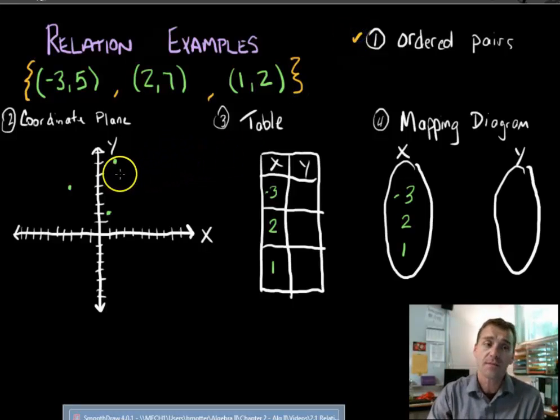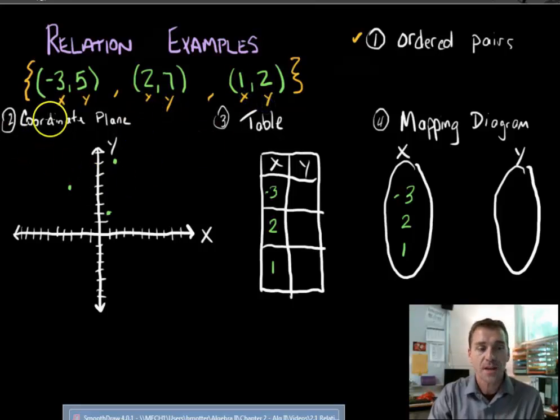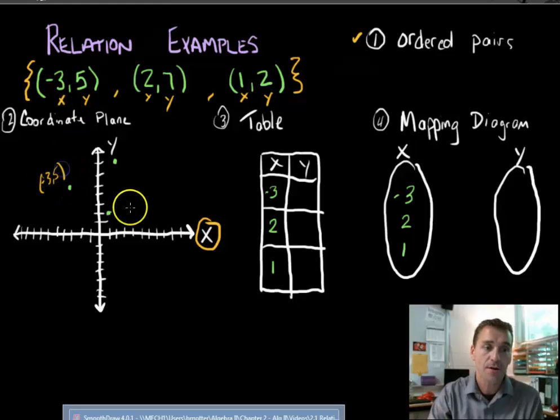Another way a relation would be given to you is, again, x input value, y output value, x input value, y output value, x input, y output. You could do it as a coordinate plane, where, remember, this is your x-axis, so your input right here would be -3, your output would be +5. So this point here, (-3, 5), would go right there. This next one, the input is 1, output is 2. X is 1, Y is 2. This one, input is 2, output is 7. So that point right there would be (2, 7).